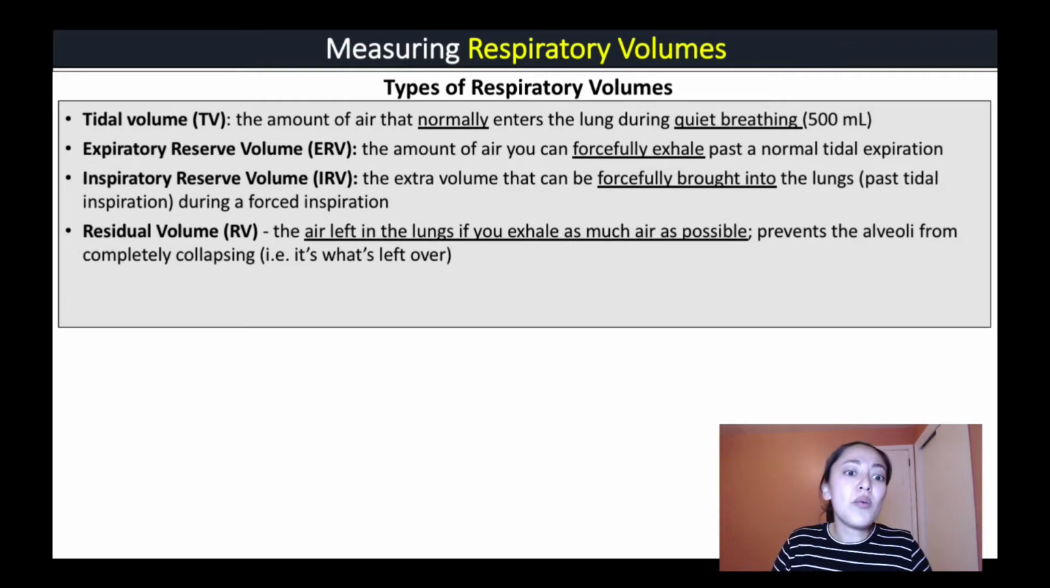And then one other thing I want to point out though is that even after you exhale as much as you can, so breathe out as much as you can right now.